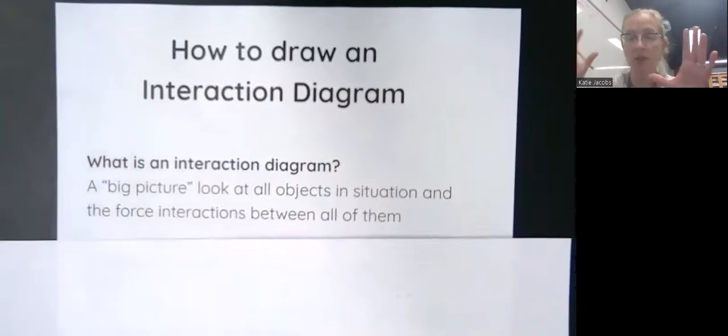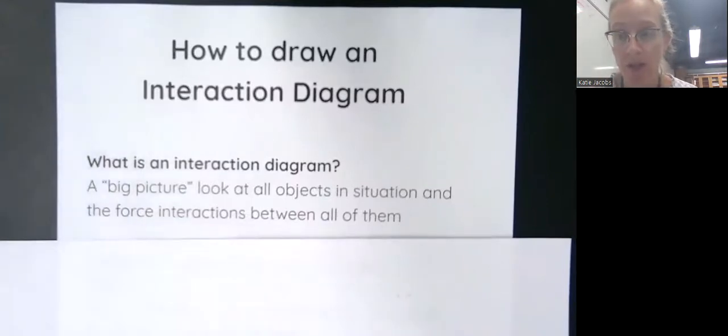It is a big picture look at all the objects in the situation and the force interactions between all of them. So we're not looking at just one object, we're looking at every object that's in that picture.